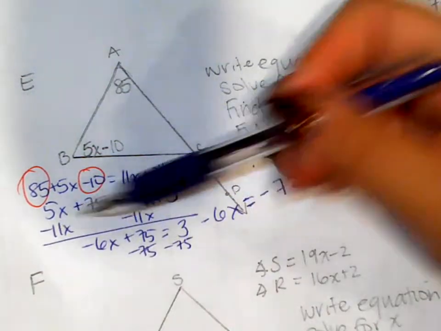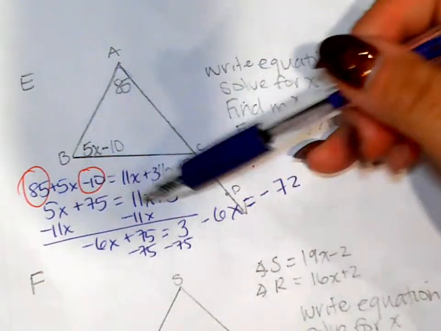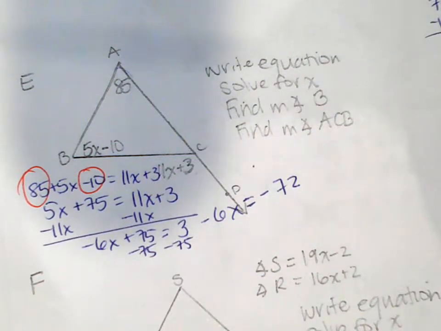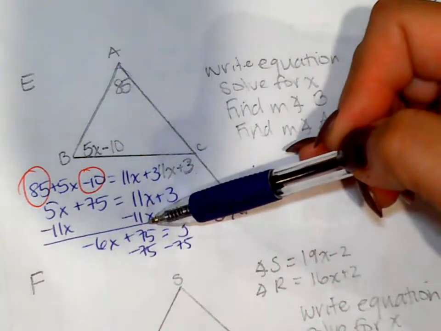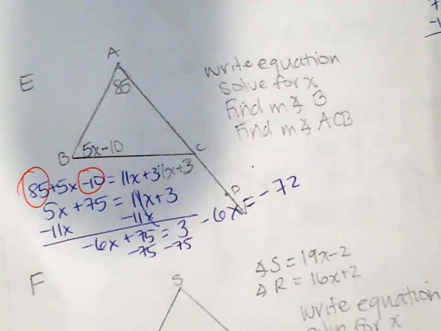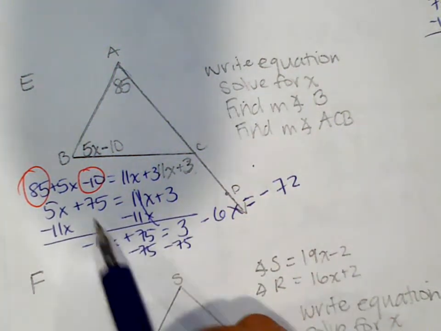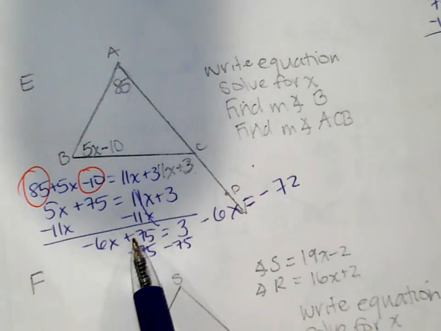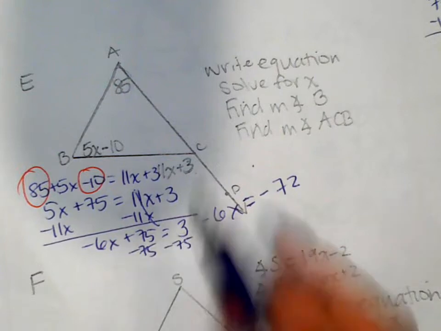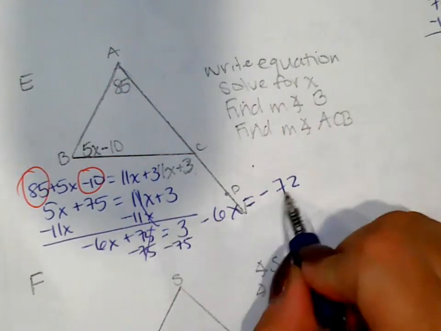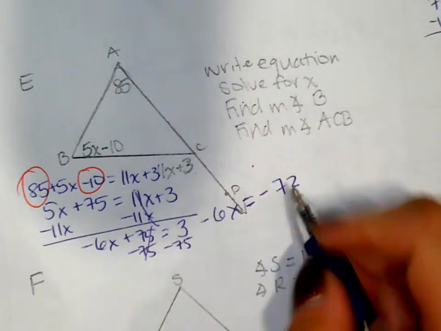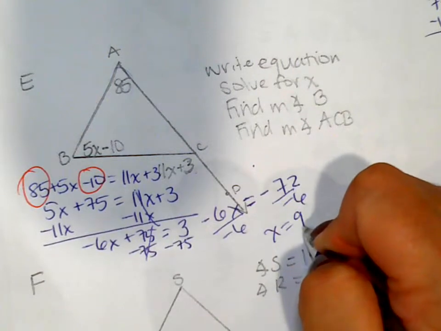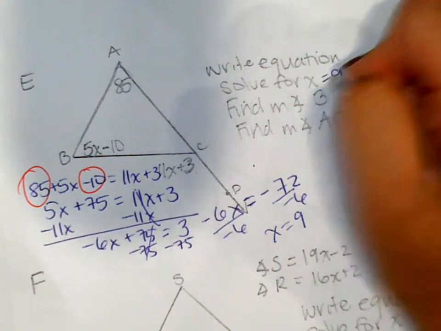I subtracted 11x to both sides. If you wanted to subtract 5x, you could have done it that way too. You're going to get the same answer either way. It's just a matter of what works easiest for you. So I subtracted 11x, which made this guy go away, and here I had negative 6x plus 75 equals 3. I then needed to get rid of this guy, so I subtracted 75 to both sides. That guy goes to 0, and I'm left with negative 6x equals negative 72. When I divide out my negative 6, I get x equals 9. So I found my answer, x equals 9.